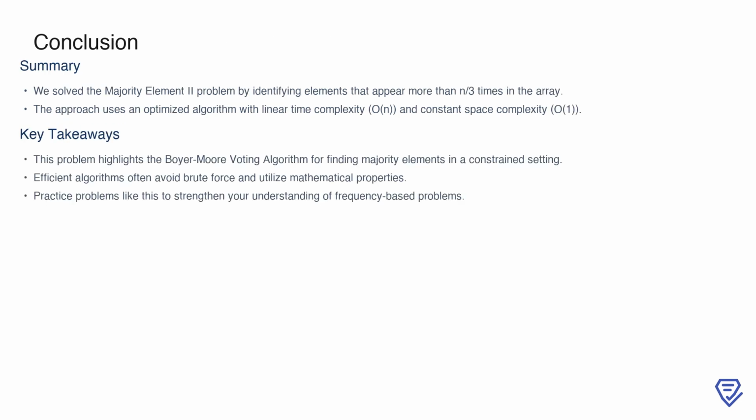Great job making it to the end. Today, we tackled LeetCode problem number 229, majority element 2, and discussed an efficient approach using the Boyer-Moore voting algorithm. Remember, mastering such problems builds your confidence in solving frequency-based challenges.